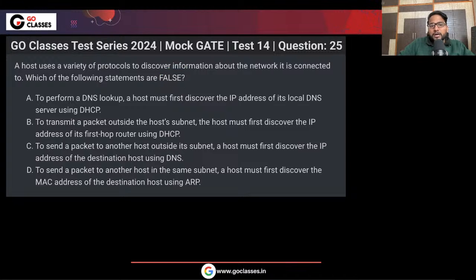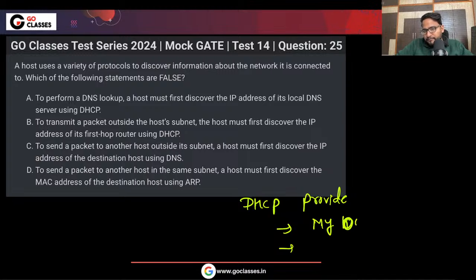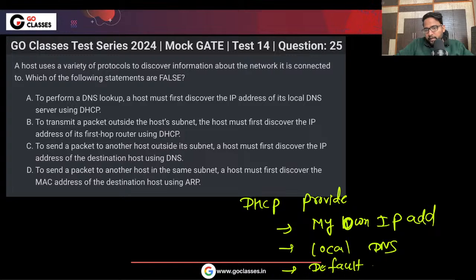To perform DNS lookup, a host first discovers the IP address of its local DNS using DHCP. So, is this true or false? This is true, right? Let me just tell you, DHCP provides the first thing, which is my own IP address, basically my host's own IP address, the local DNS, and the default gateway, right? This is all DHCP provides to you.